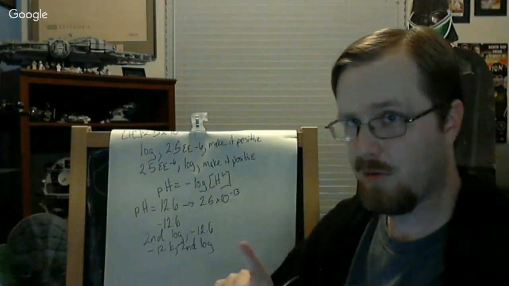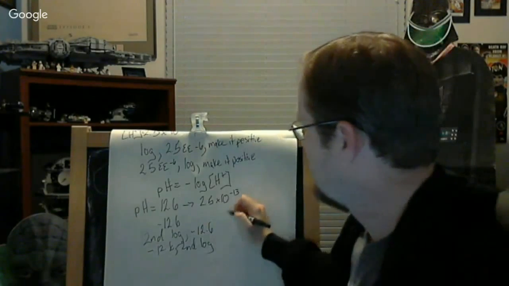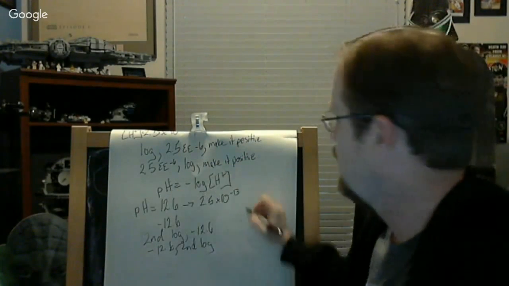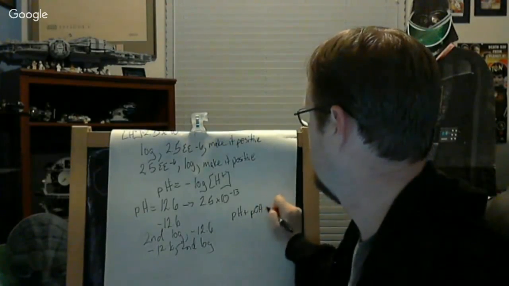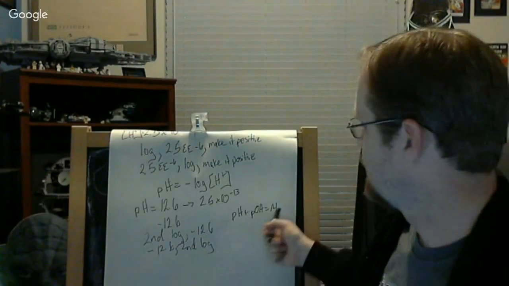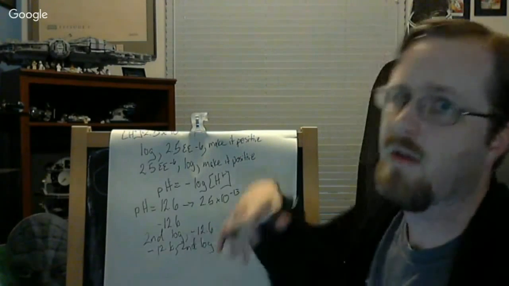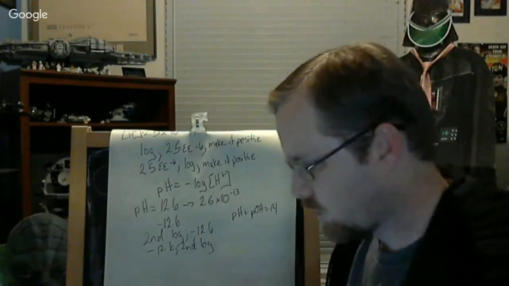But before we do more examples, I'm going to remind you of the connection between pH and pOH, right? So pH plus pOH equals 14. Okay, so all you got to do is take 14 minus whatever number you have, and that will give you the other one.